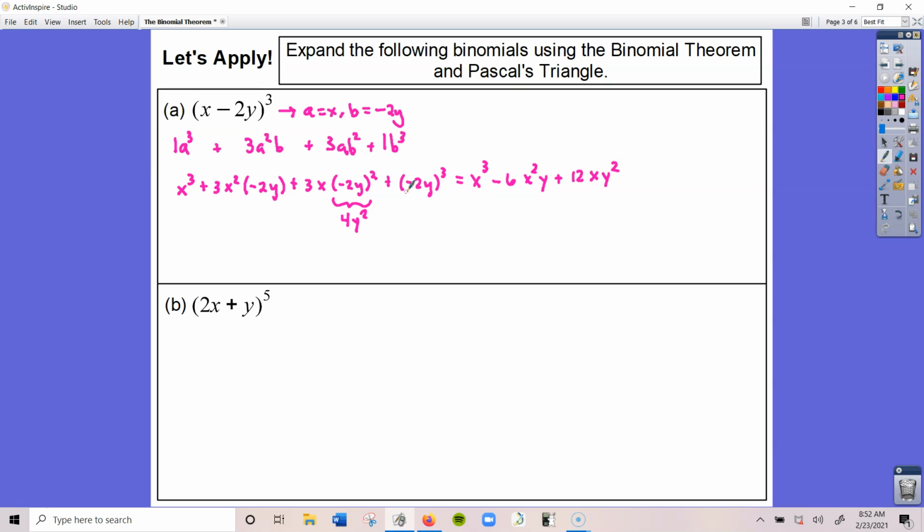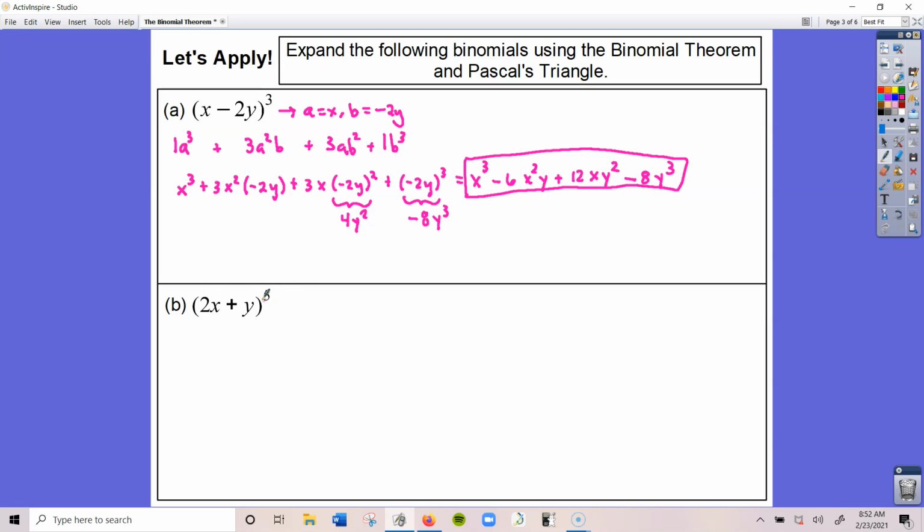And then this negative 2y to the 3rd, remember you have to apply the exponent to both the negative 2 and the y. Negative 2 to the 3rd is negative 8y to the 3rd. So our final term is negative 8y to the 3rd. There's nothing else to clean up. This is my expansion. So it is a little bit tedious, but it's much easier than multiplying x minus 2y 3 times.